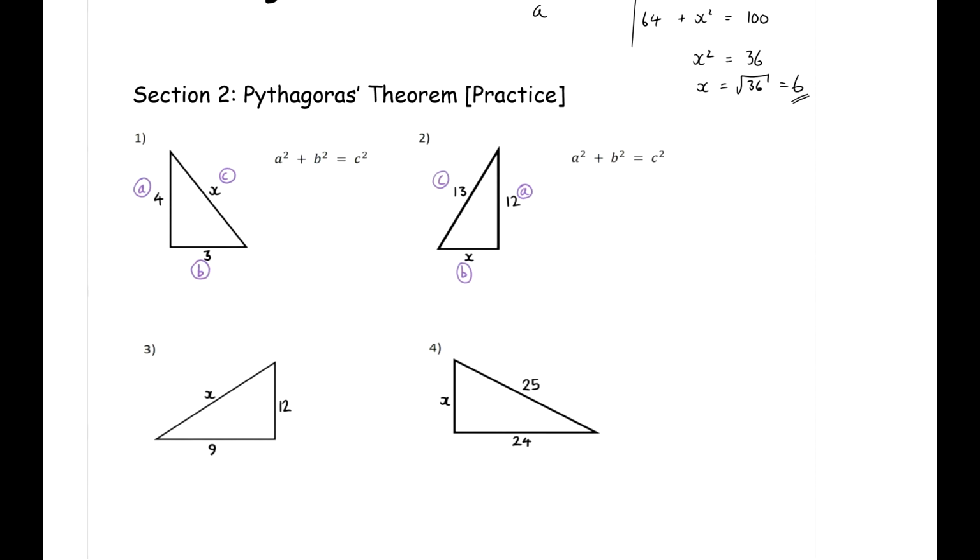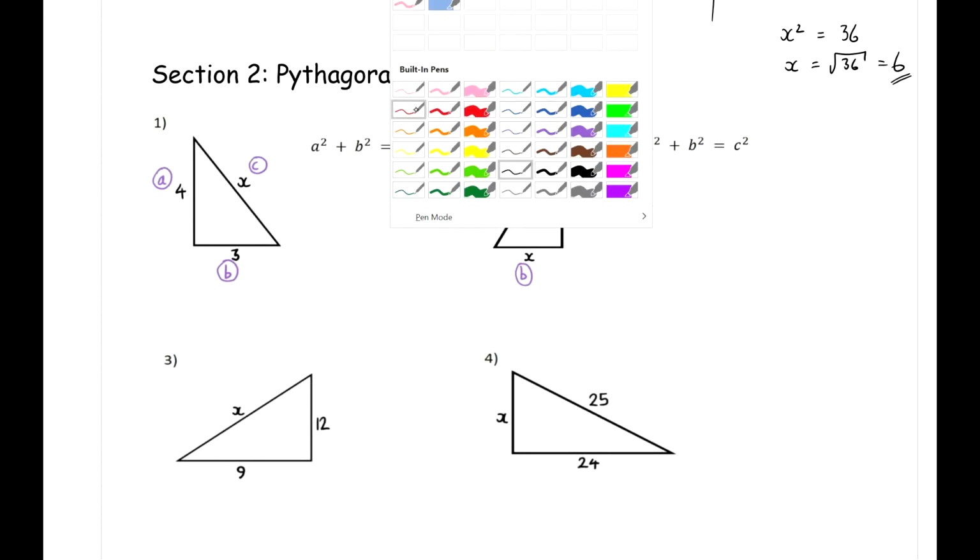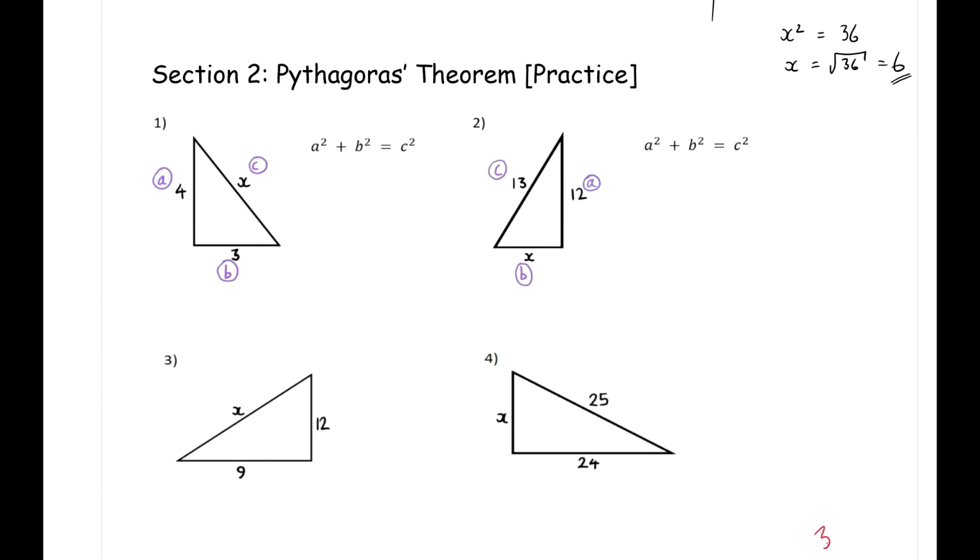Okay, if you want to try these 4 questions quickly, feel free to pause the video. If not, I'll go through the answers in 3, 2, 1, 0. So for question 1, you should work out x is 5. For question 2, x is also 5. For question 3, x is 15. And for question 4, x equals 7. Again, key piece of advice, always label your triangle. And the best way to start is just writing down Pythagoras' theorem.